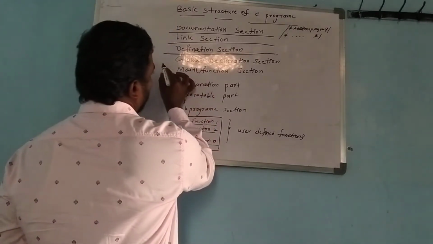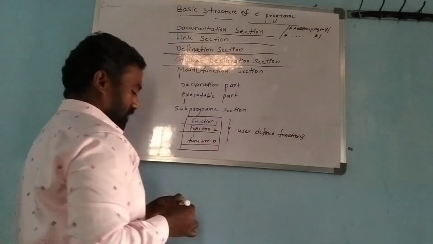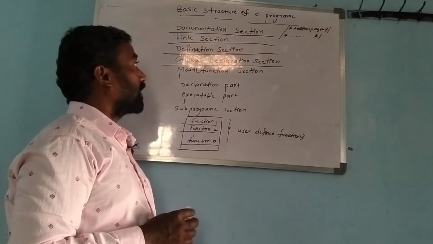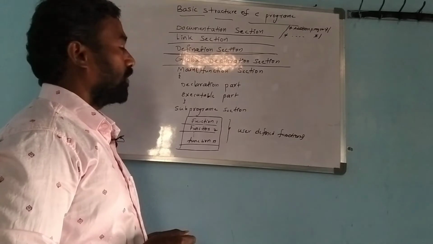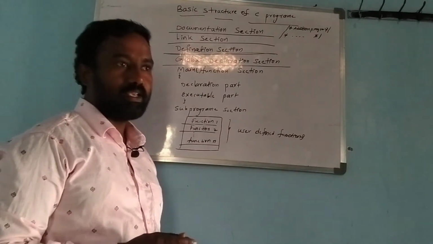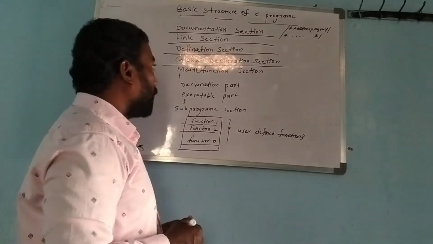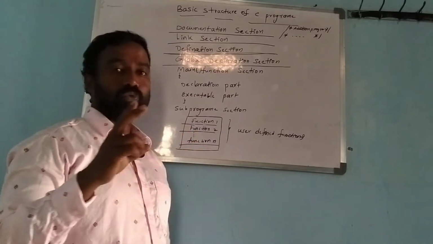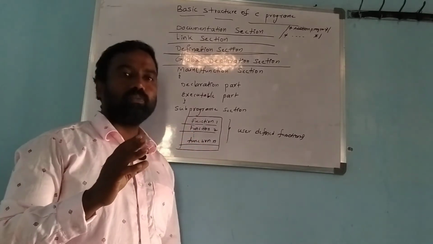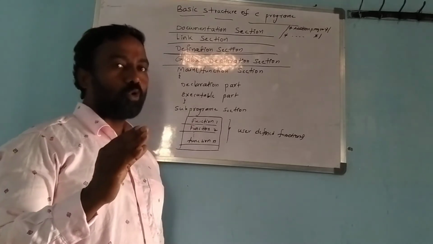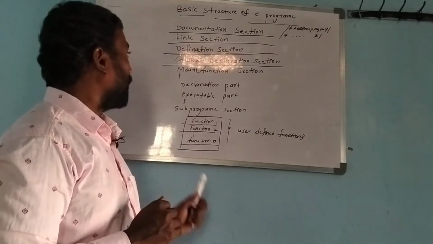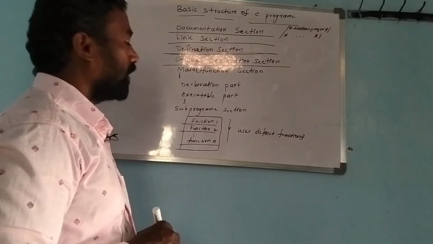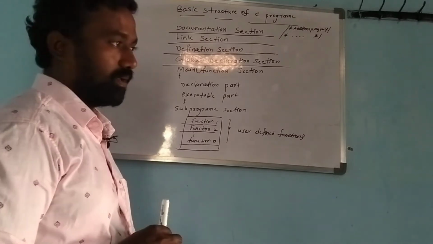And the next one is the global declaration section. What is a global declaration section? What is it for? The global declaration section is mainly used to declare the global variables. Actually, variables are classified into two types. One is local variable, and the second one is global variable. So what is meant by a global variable and what is meant by a local variable?